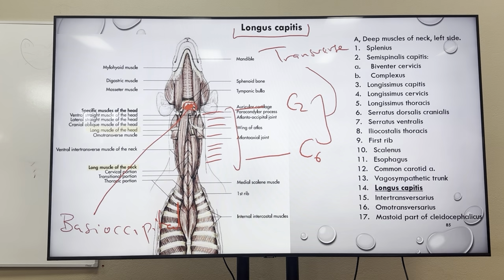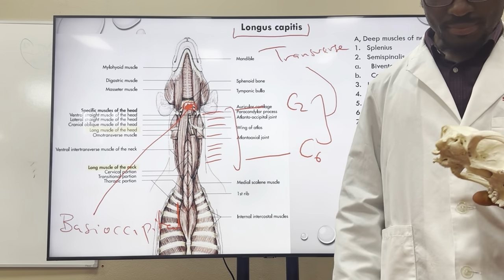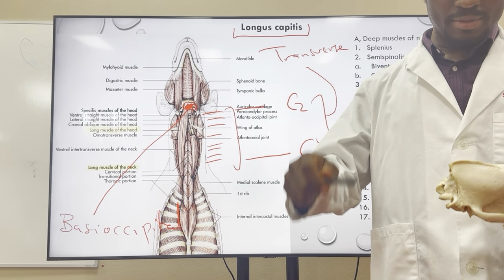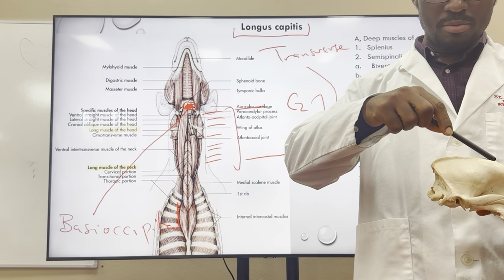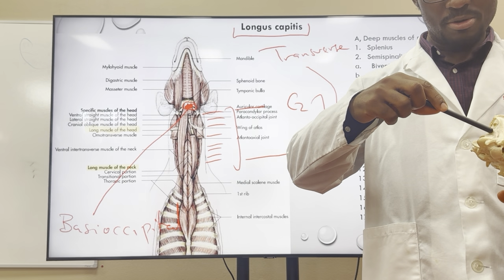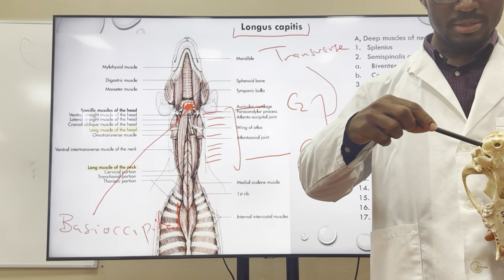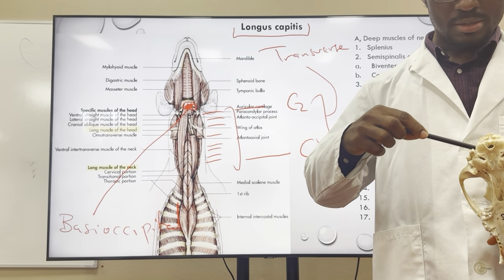So here we have the skull, and we have the frontal bone, the temporal and parietal bone here, and we also have the occipital bone here. So this is the bone that we refer to as the occipital bone.